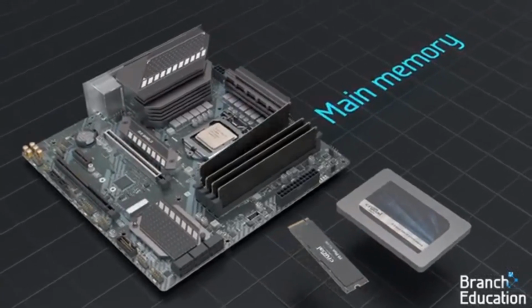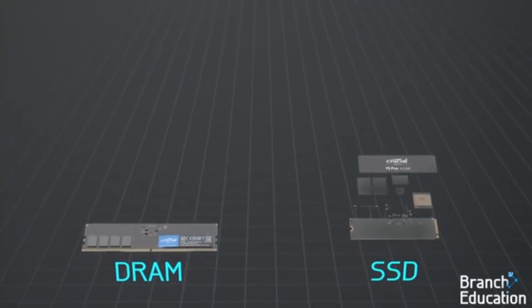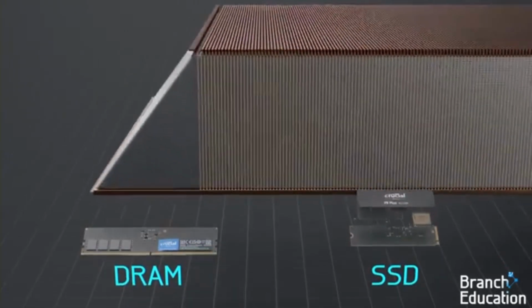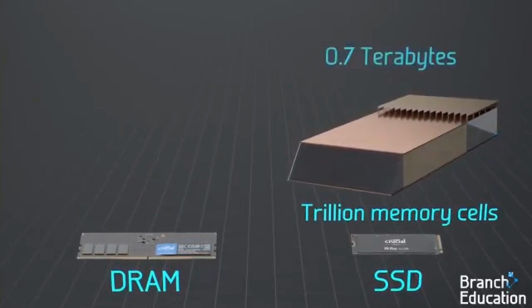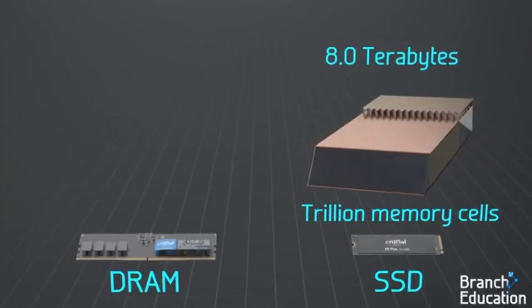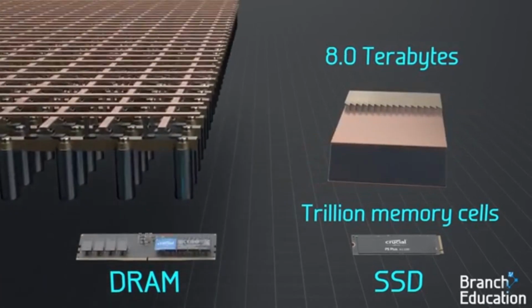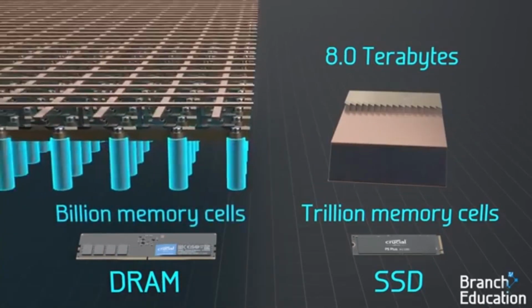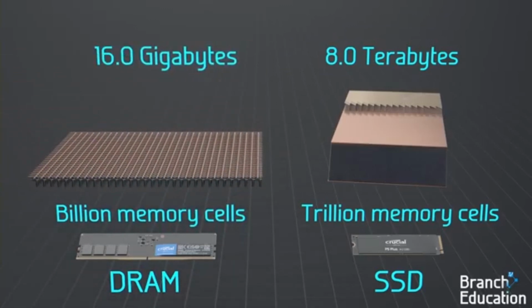The reason why your desktop uses both SSDs and DRAM is because solid-state drives permanently store data in massive 3D arrays composed of 1 trillion or so memory cells, yielding terabytes of storage, whereas DRAM temporarily stores data in 2D arrays composed of billions of tiny capacitor memory cells, yielding gigabytes of working memory.